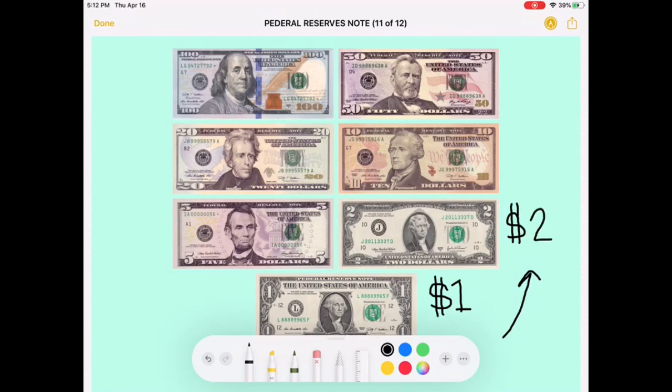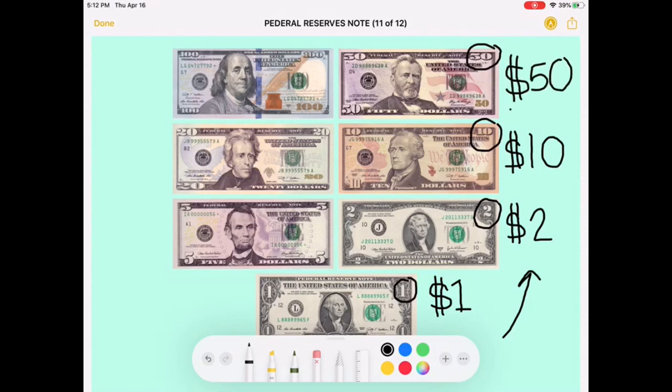I'm going to keep going up and we've got our $10 bill. Dollar sign and then a 10. You can tell how much a dollar is by looking at the little number in the corner. So I'm going to find, oh my goodness, that is so much money. This is a $50 bill. I wrote my dollar sign first, then the 50.